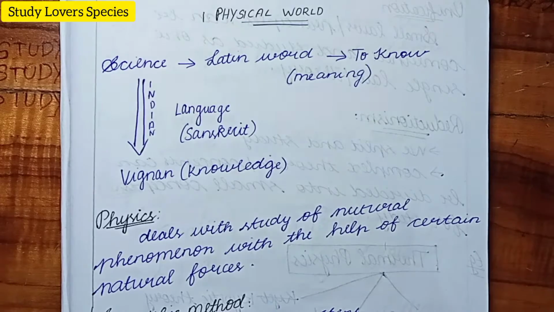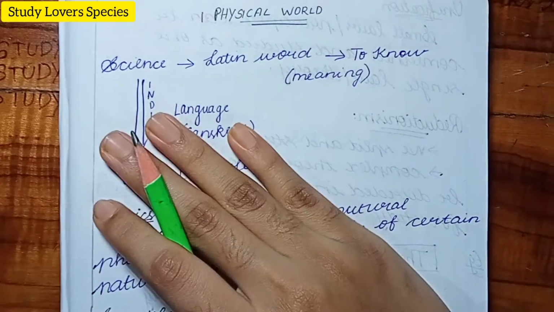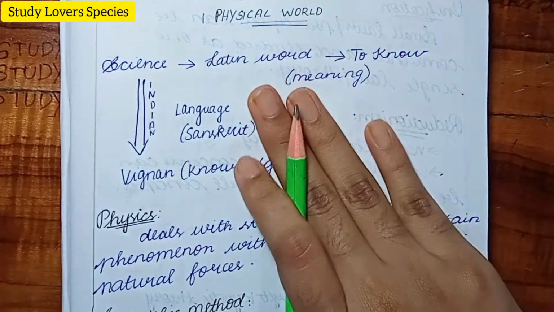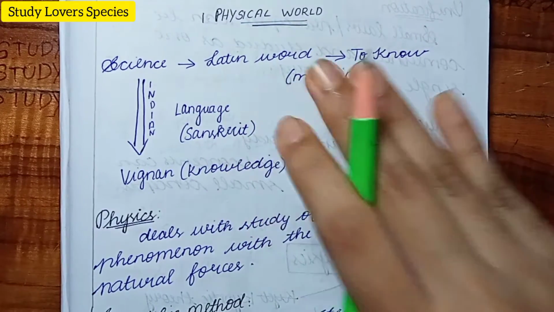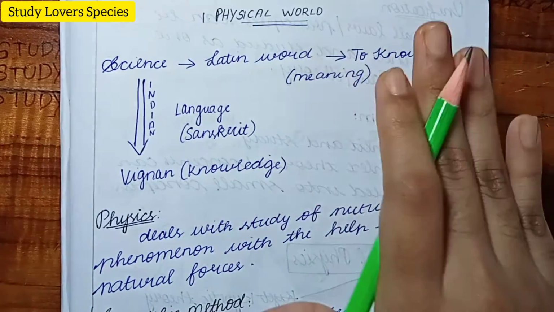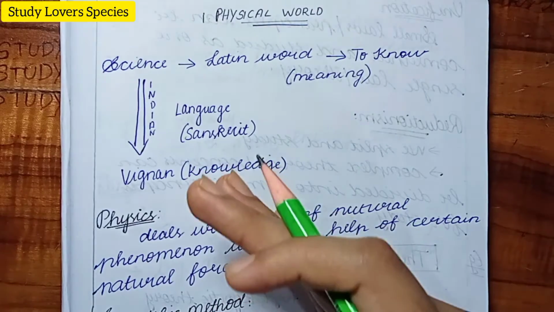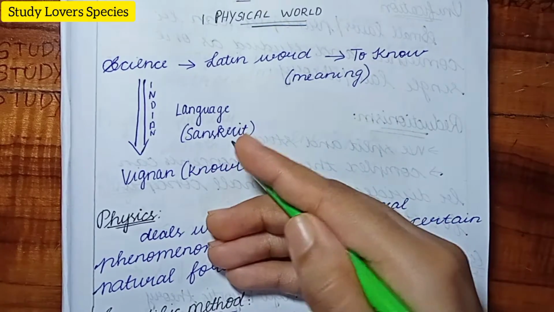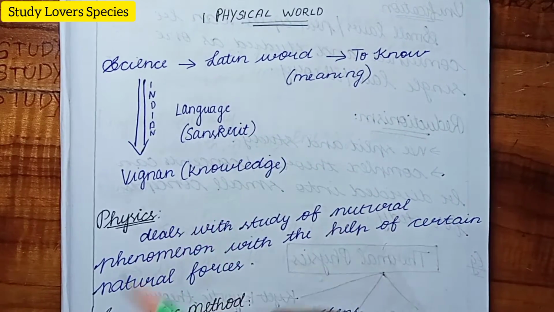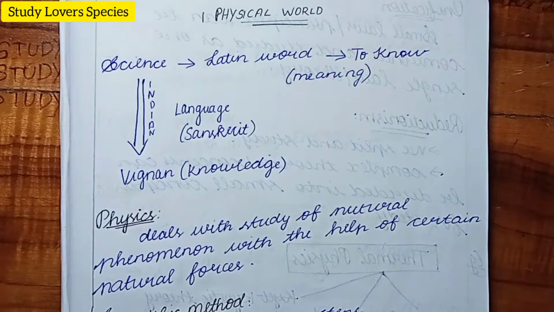Okay, so let's start. Science. Science actually came from the Latin word which means to know. Its meaning is to know. In Indian language, that is in Sanskrit, it is called Vigyan, that is knowledge. We all know, right?